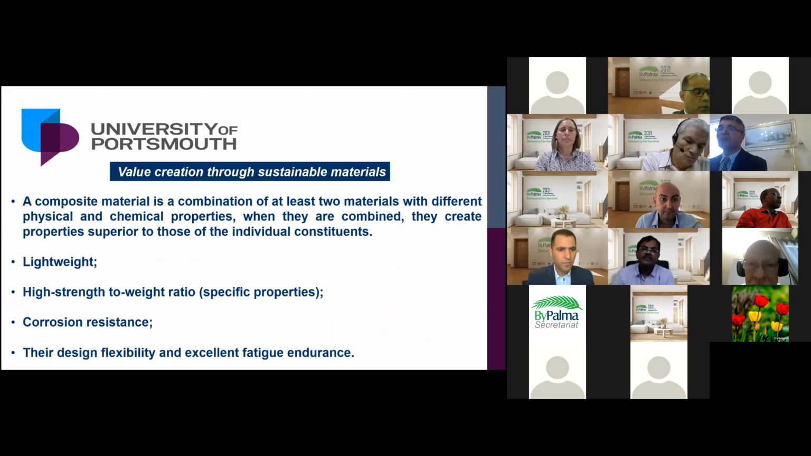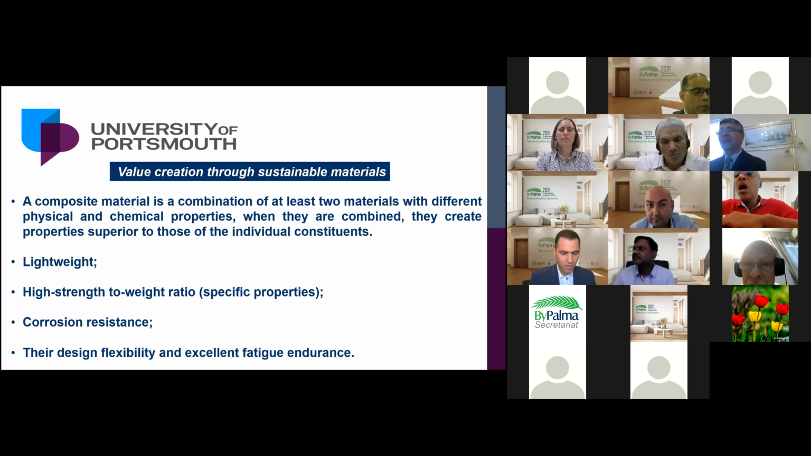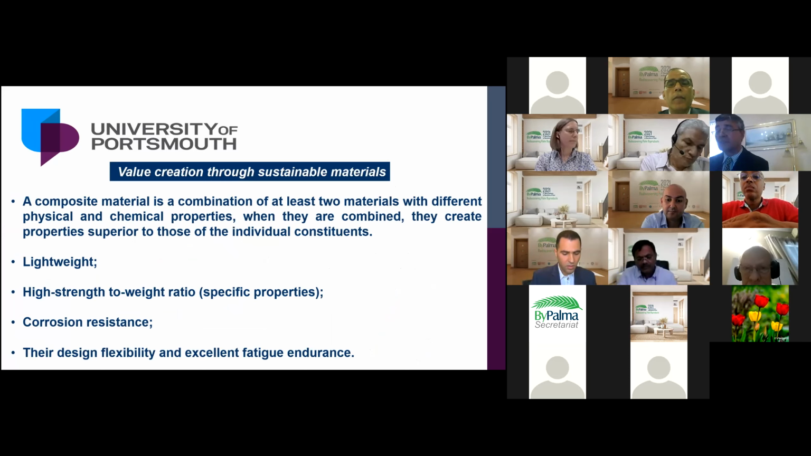Sustainable materials and value creation. Well, composite materials are a combination of at least two or more materials. I think we are working in composite materials, so I don't think I need to go more on that. Obviously, composites are lightweight, with a high strength to weight ratio. Those are specific properties, and that is what attracts us to working on composite materials. Then there is corrosion resistance, design flexibility and excellent fatigue endurance, which attract designers and engineers to use composite materials.